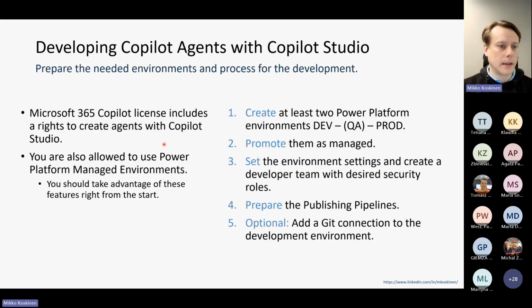The good thing is that the M365 Copilot license, which includes the license for Copilot Studio, will also give you permission to use the managed environment capabilities. It also gives you permission to use the pipeline capabilities in the Power Platform, which is a really good thing from the governance process point of view. So we are always promoting each of these environments as a managed one, and then we are setting up different security roles for who has access to the development environment, and we are also preparing the publishing pipelines for the environment.